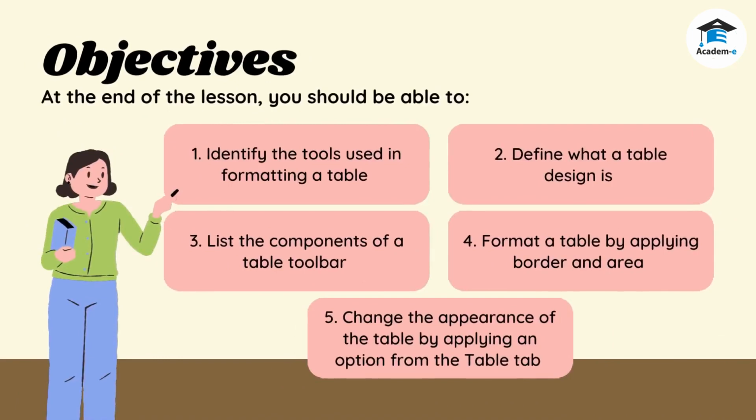Objectives. At the end of the lesson, you should be able to: 1. Identify the tools used in formatting a table. 2. Define what a table design is. 3. List the components of a table toolbar. 4. Format a table by applying border and area. 5. Change the appearance of the table by applying an option from the Table tab.